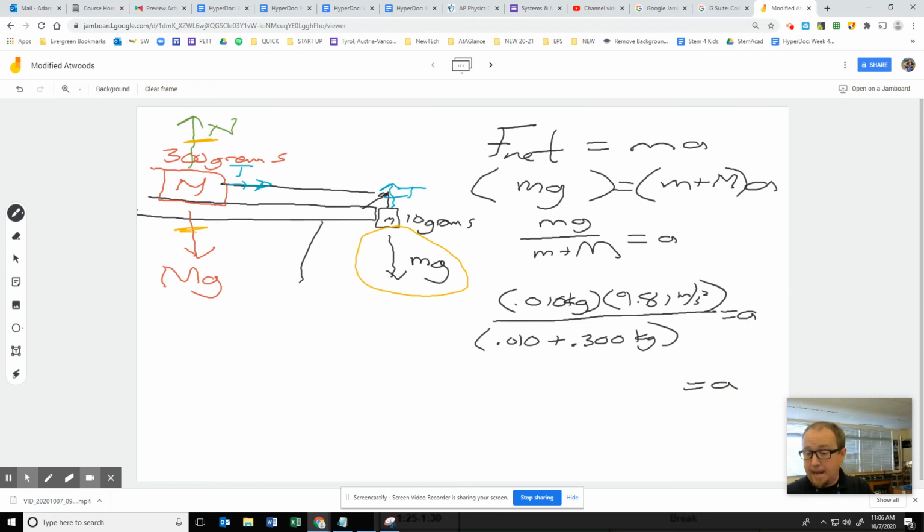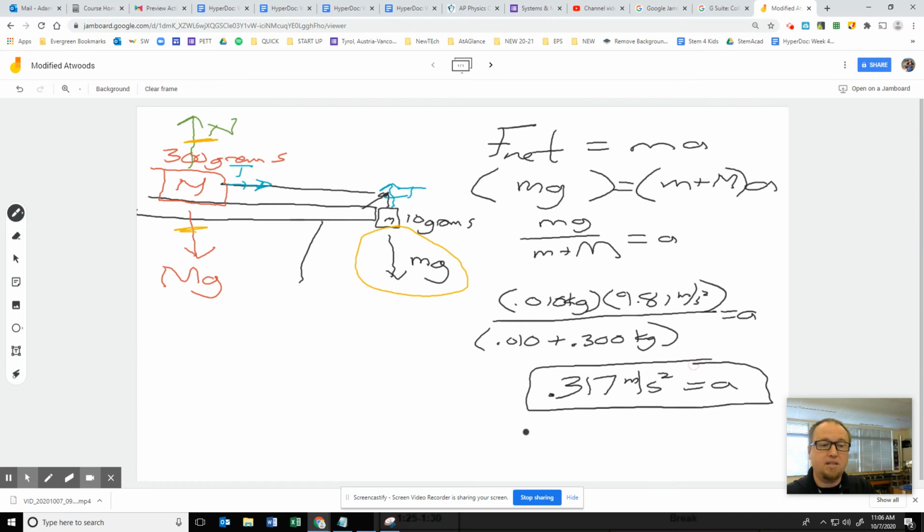If I plug that into my handy calculator, I get 0.317 meters per second squared. Is that anywhere close to 9.8? No. Did we use 9.8 to solve it? Yes, but here's the big thing about this: because that mass is up top, it does not accelerate at 9.81 meters per second squared.